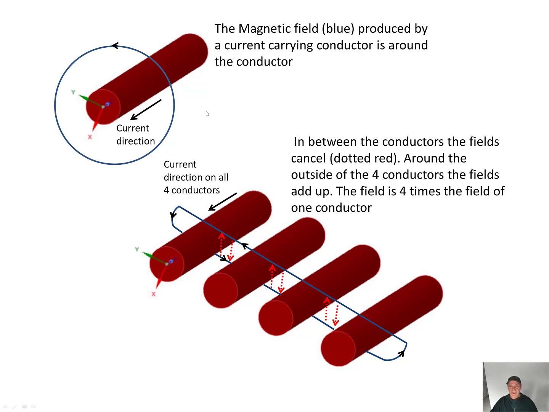Okay, magnetic field around a conductor. The magnetic field, which is the blue circle, produced by a current carrying conductor, is around the conductor. If we have 4 conductors each carrying the same current in the same direction, in between the conductors the fields cancel. These are the red dots here. They cancel. Around the outside of the conductors, they add up, so the field is 4 times the field of one conductor.